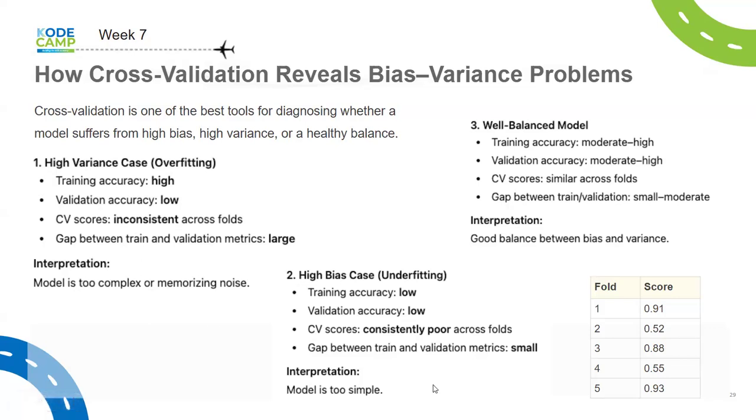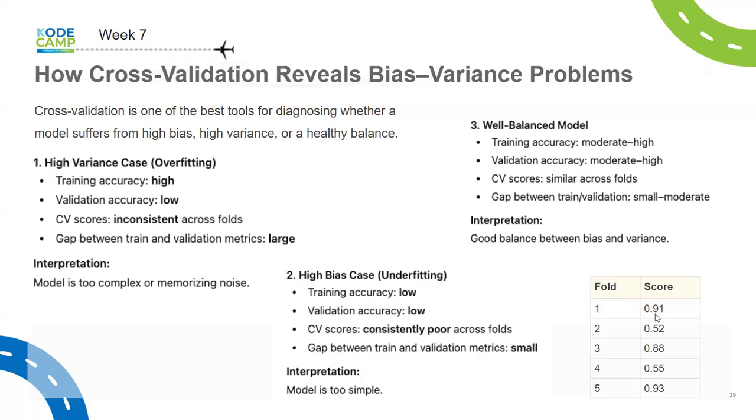So that's the first case. The second case is if you have a high bias. High bias is where the model is too simple and not adequate for the complexity of the data or the relationships in the data. When you have that, you see that the training accuracy is low and the validation accuracy is also low. And the CV scores will be poor.